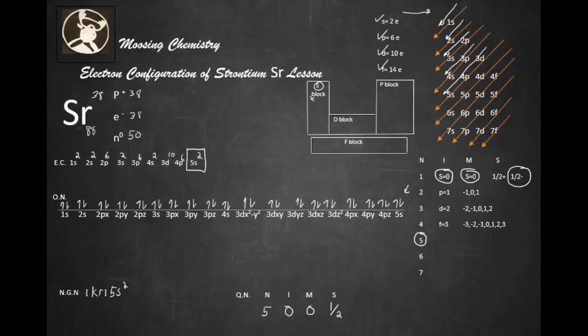And that takes care of Pauli's exclusion principle, which says no 2 electrons can have the same set of quantum numbers. Well, that's it, guys.